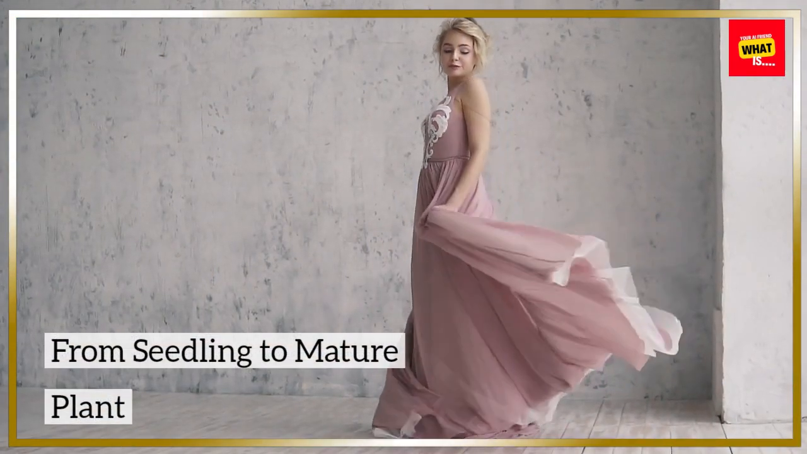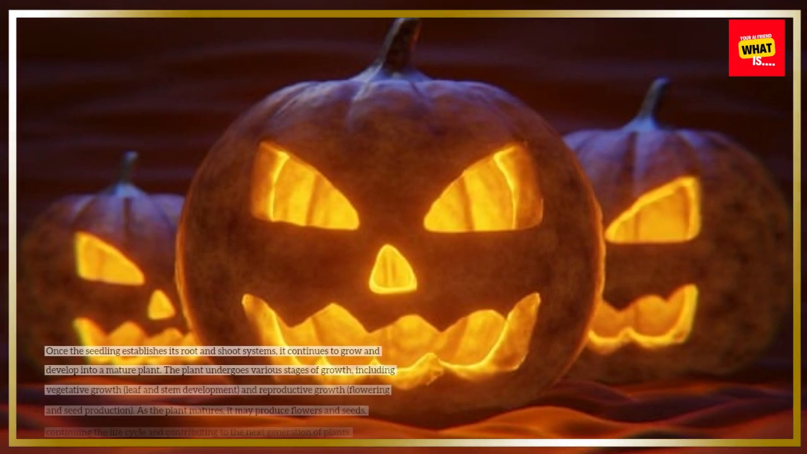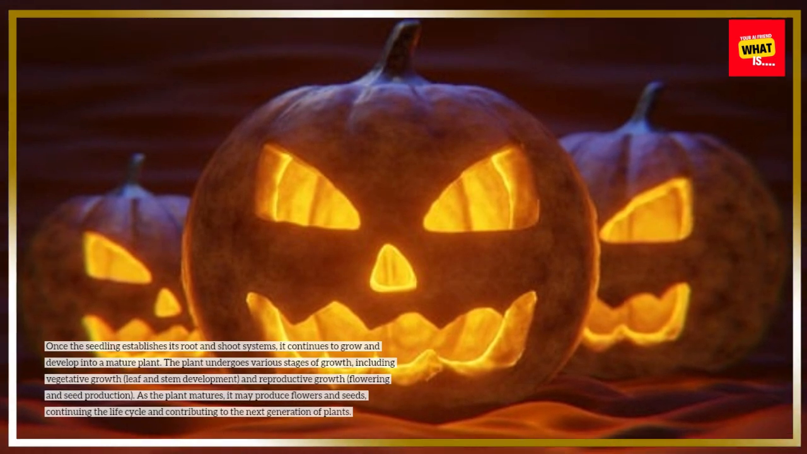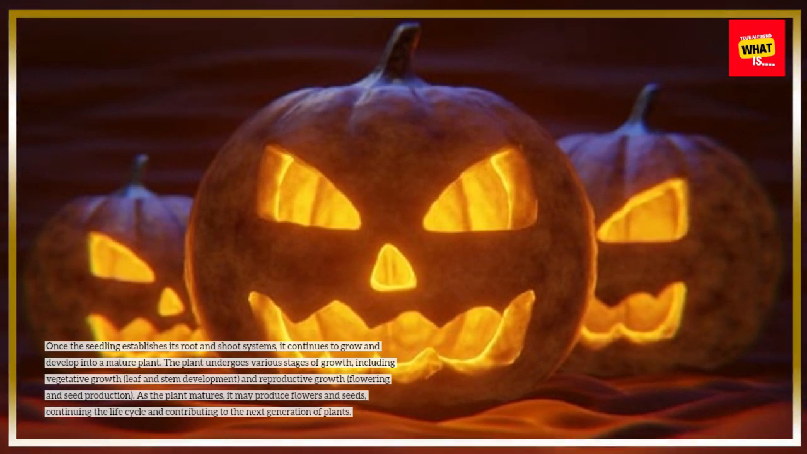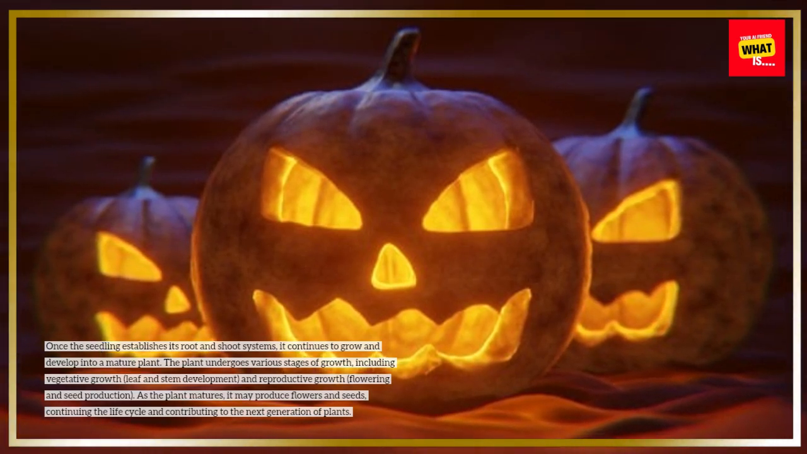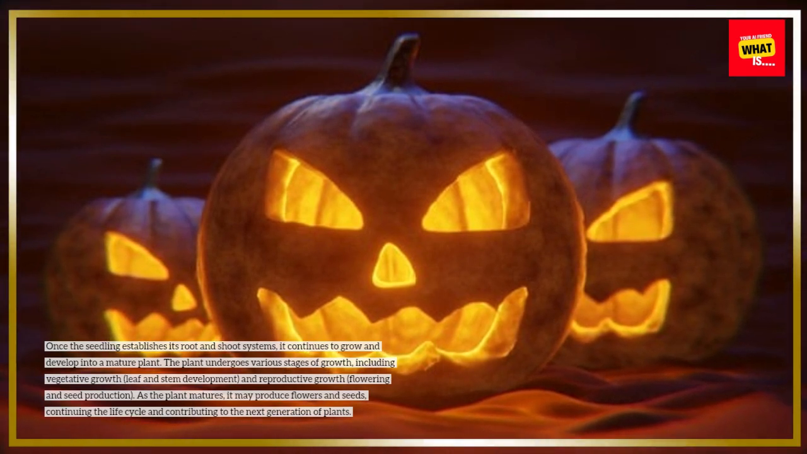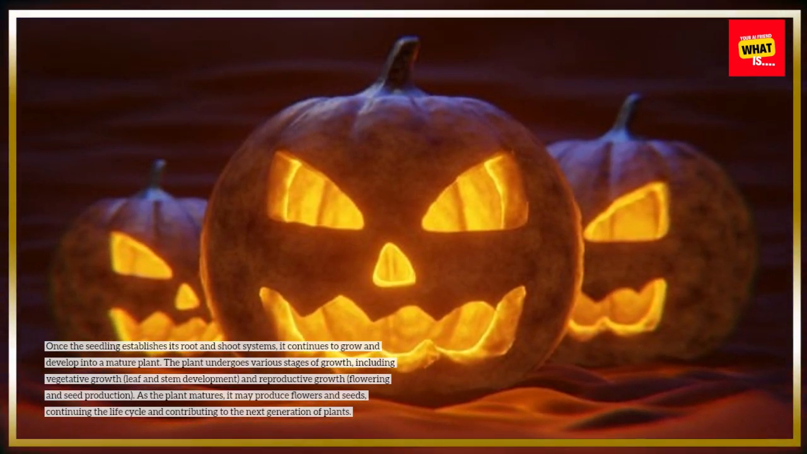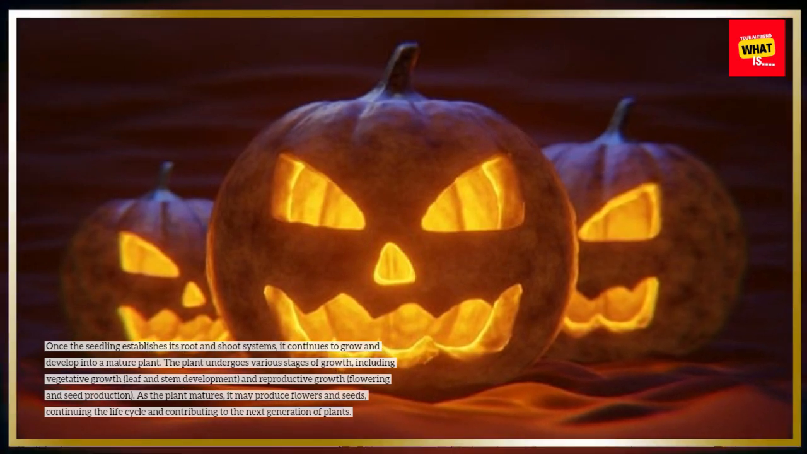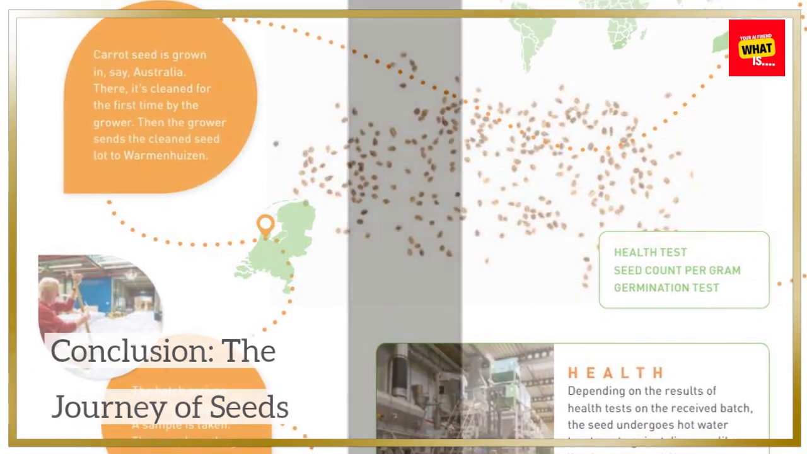From seedling to mature plant. Once the seedling establishes its root and shoot systems, it continues to grow and develop into a mature plant. The plant undergoes various stages of growth, including vegetative growth, leaf and stem development, and reproductive growth, flowering and seed production. As the plant matures, it may produce flowers and seeds, continuing the life cycle and contributing to the next generation of plants.